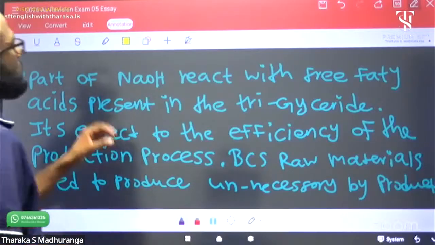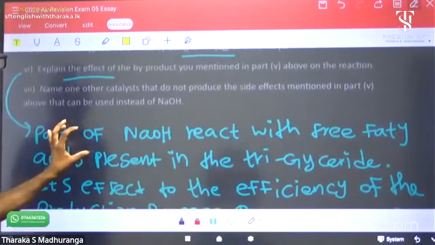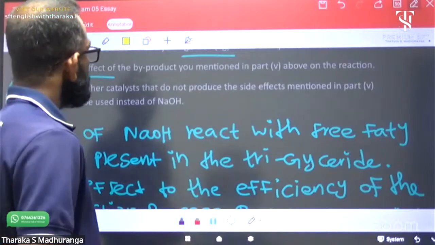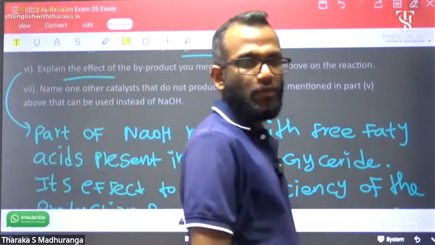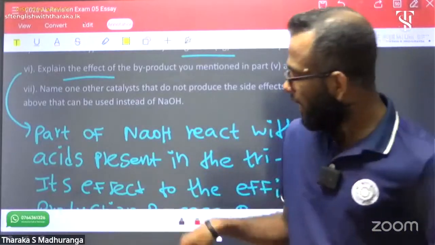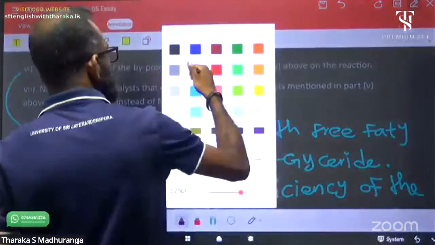Okay. Final one, name one other catalyst that doesn't produce the side effect mentioned previously and can be used instead of sodium hydroxide. Okay, we can use a heterogeneous catalyst. As heterogeneous catalysts, I already mentioned them in the tube.